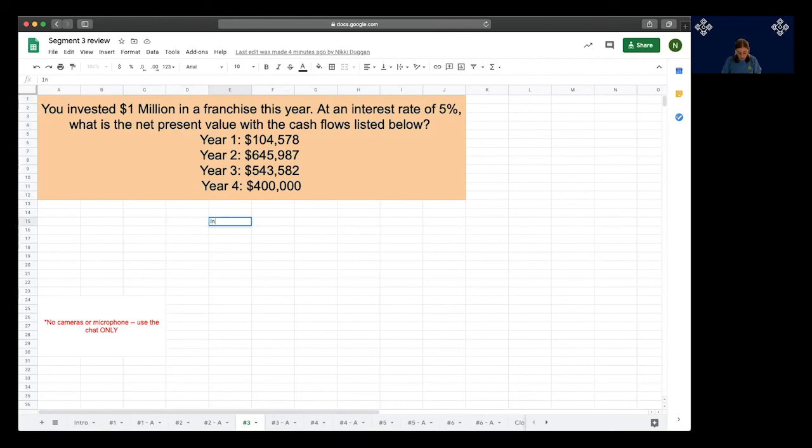So first, just label everything. You're going to have 4 years. Okay, so we start with this and I'll include the rate. So we have a rate of 5%, and we're just going to label that. Your initial money that you put in was 1 million. And then you have your 4 years of cash flows, so label those.